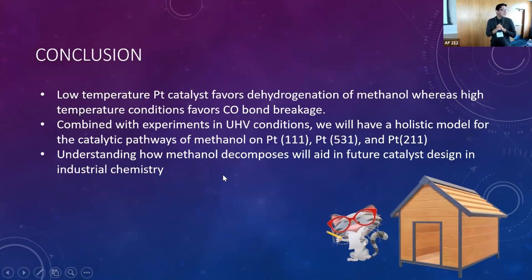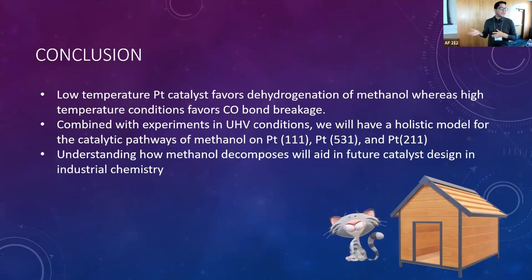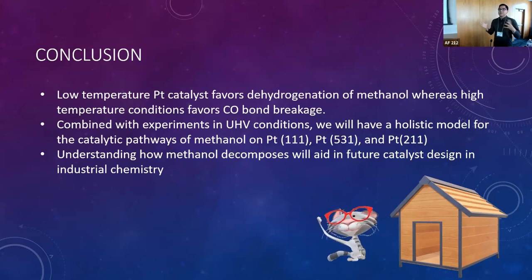So in conclusion, a low temperature platinum catalyst is able to favor the dehydrogenation of methanol, whereas in high temperatures, it favors the breakage of the CO bond. And then combining our findings from the XPS data to what we'll be doing here at Chapman, and also doing it on platinum 531 and 221, we should be able to get a holistic mechanism for methanol decomposing on platinum and all these different surfaces, and then aid in future catalyst design in industrial chemistry.